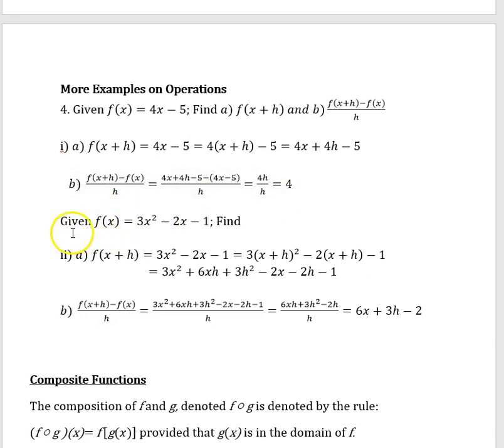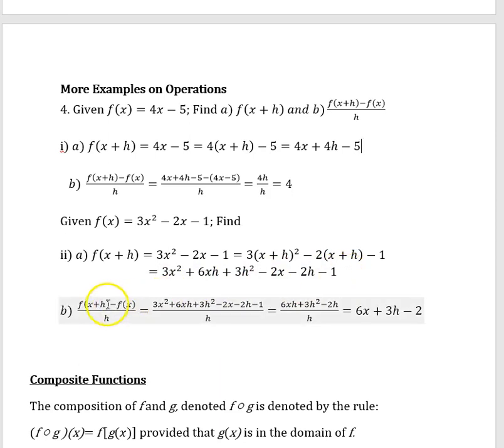Let's look at this example. Given f of x equals 3x squared minus 2x minus 1, find f of x plus h. I plug it there for the values of x, and that's it there. You open the bracket first for x plus h squared before you multiply by 3. Don't multiply by 3 and then open the bracket. You open the bracket first, and then you multiply by 3, and that gives you that. Open the bracket here, that gives you this, minus 1. Here, there are no like terms, so that becomes our final answer.